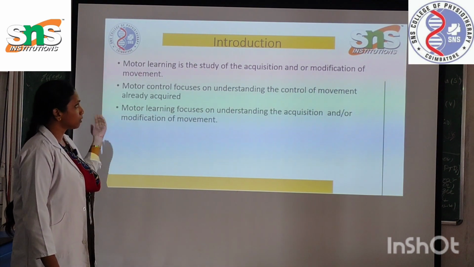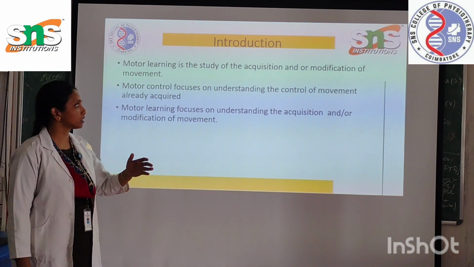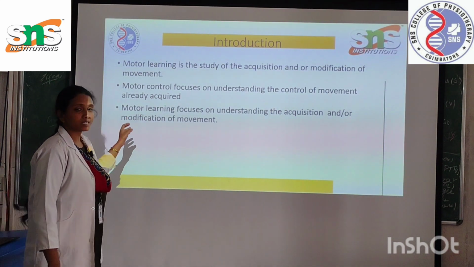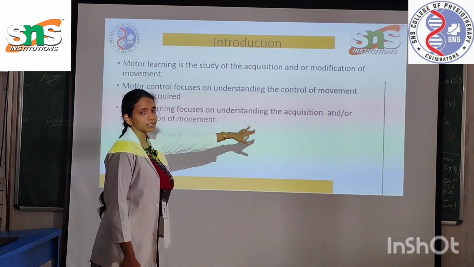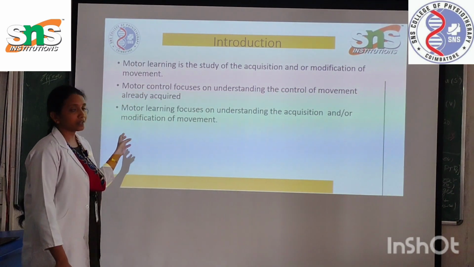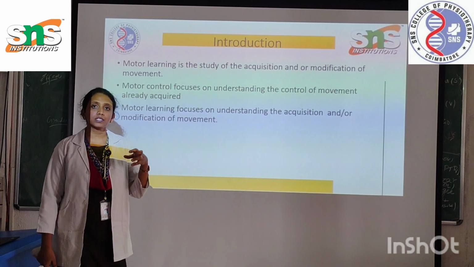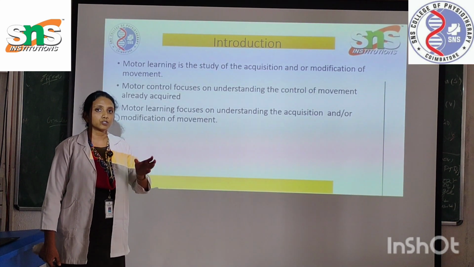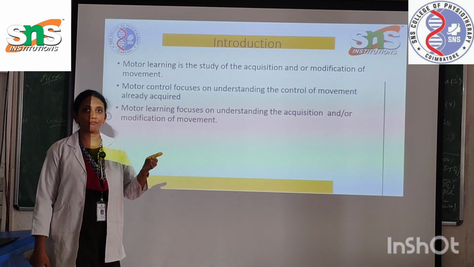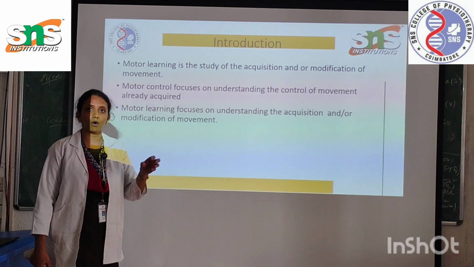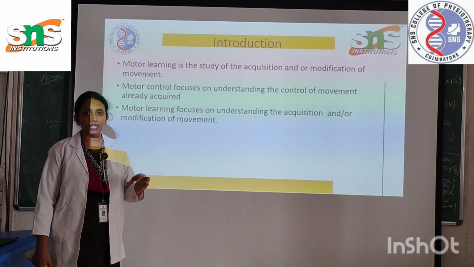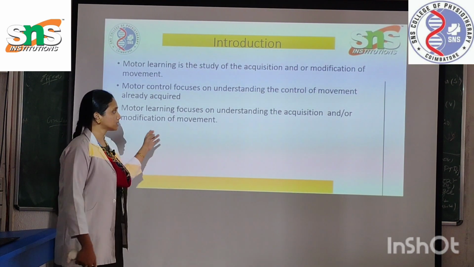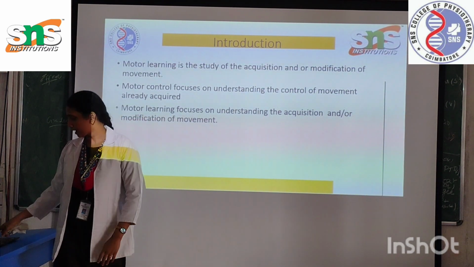The next is motor control, which focuses on the control of the movement. But motor learning completely relies on the understanding of the acquisition and the modification of the movement. Once the movement has been acquired, we have to modify it according to the need we have to perform in the environment, according to the needs of the task we have to accomplish. The motor learning will differ. So that is the basic concept of motor learning.